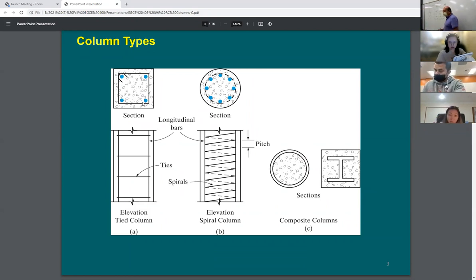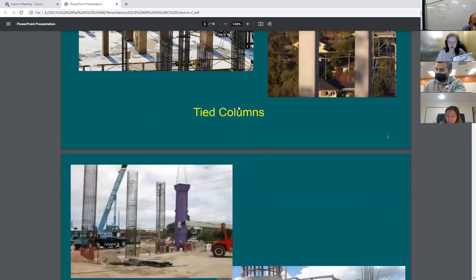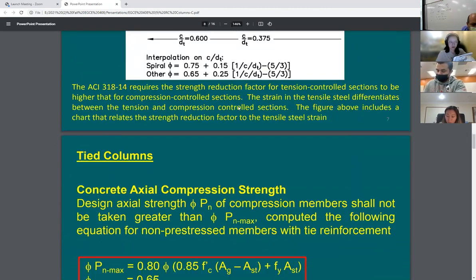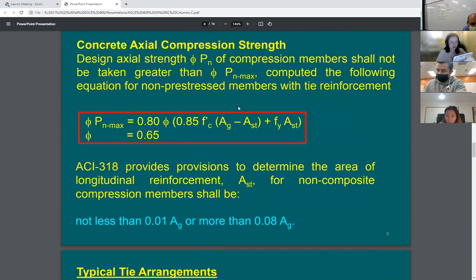So when it comes to ties, we're not going to count them. We don't really look at the ties. So, okay, good. We move forward here to the same equation.